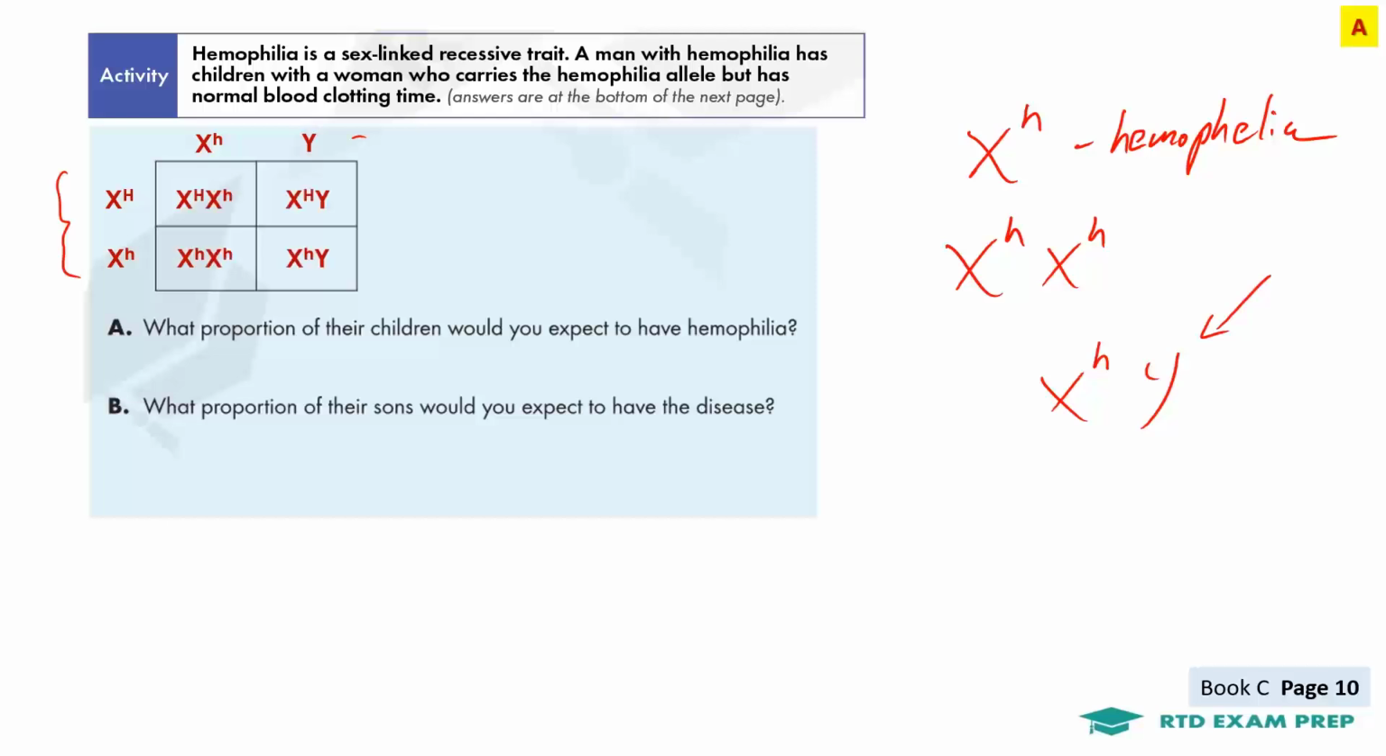All right, so we go into our Punnett square. No, no, no, yes. So I see, oh, I missed one. There's my female that has it. My mistake. There's my male that has it. So there's 1/2. And what proportion of their sons? Well, if they have boys, we're only referring to this side of the Punnett square. Therefore, 1/2 of their sons is the probability of having hemophilia.